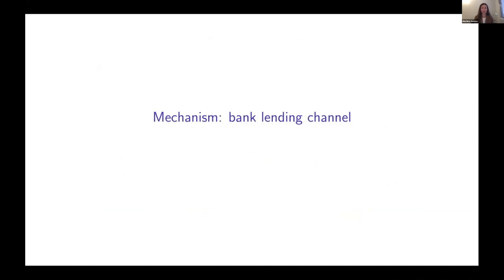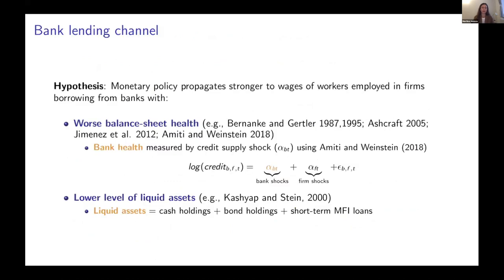Now, let me turn very briefly to the bank lending channel. If we go back to the bank lending channel literature, this is the stream of literature that has argued that it is the health condition or the liquidity position of the banks that help us understand these heterogeneous effects. So what we do in the paper, we one more time derive these sensitivities.